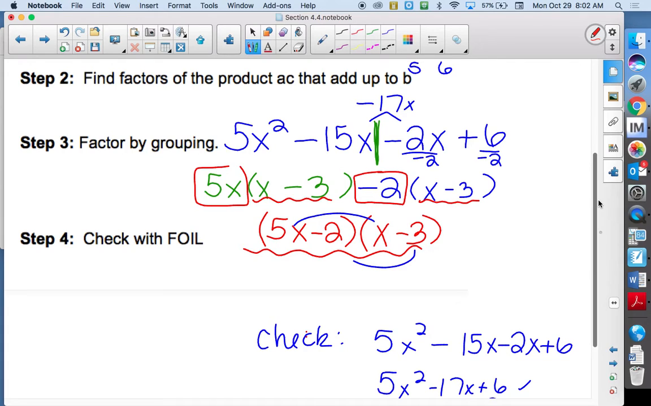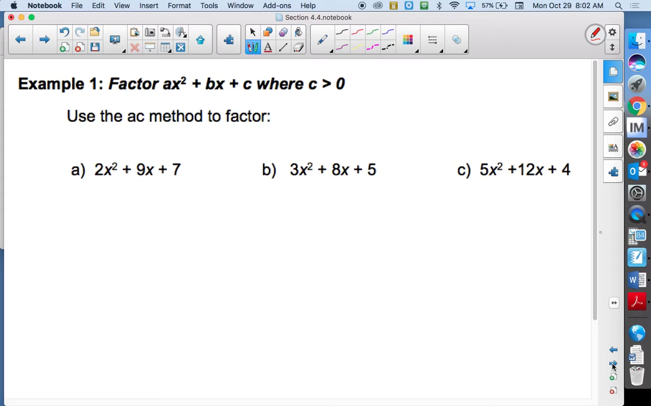So we have a couple examples on the next page. We're just going to work through this method. So it's a little more involved when there's a number in front. You can't just pick 2 numbers and place them right in parentheses. So we have 2x squared plus 9x plus 7. Anytime there's a number in front, that's when you need to use this method.